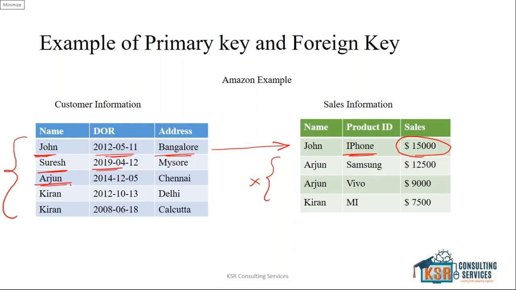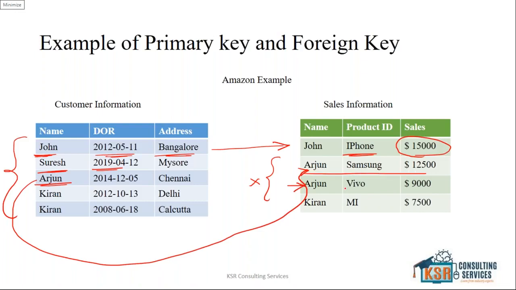Let us say Arjun. Arjun, I feel that this guy is very important guy to us because he has purchased two products. One, he has purchased Samsung for 12,500. One, he has purchased Vivo phone for 9,000. I can clearly tell this guy has purchased two times.